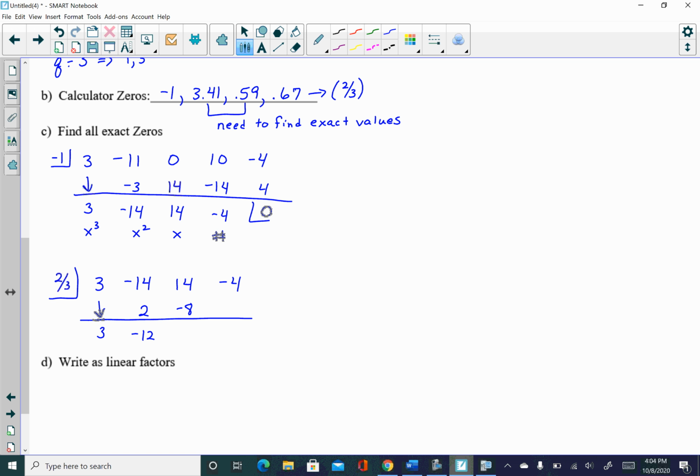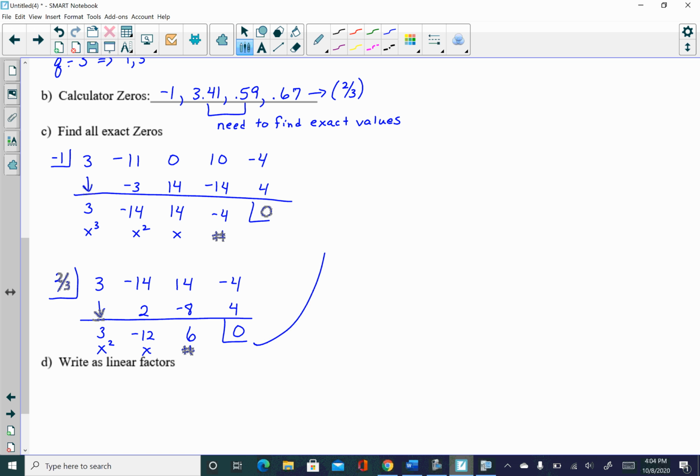14 minus 8 is 6. In my head, I'm doing 6 divided by 3 is 2. 2 times 2 is 4. But again, just use your calculator if you need to. You're doing 2/3 times these bottom numbers. Now you are a polynomial degree less. So you started here x cubed, so now you're at x squared, x, and number.